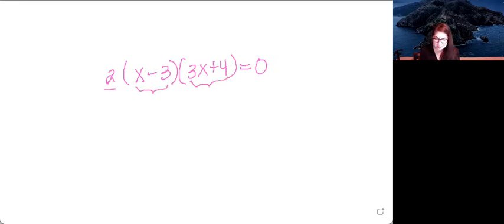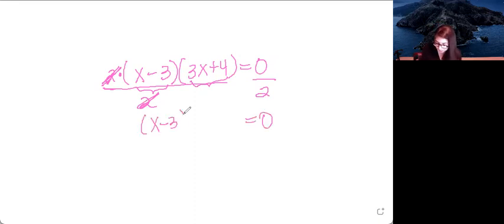Now you might be thinking, well, what about this 2? That's a good point. What's the action happening between the 2 and that parentheses? Since it's outside the parentheses, it's multiplying. So we can divide the whole thing by 2, and the 2's will go away on the left side, and 0 divided by 2, well, 0 divided by anything is still 0. So the 2 just kind of goes away, which is really nice.